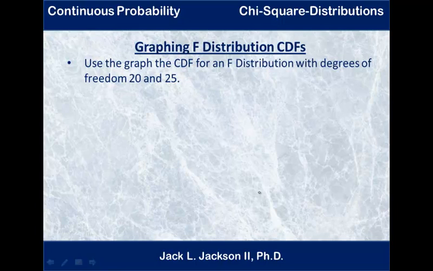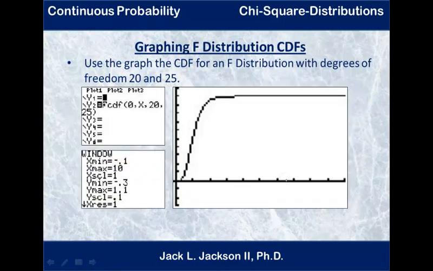Graph an F CDF with degrees of freedom 20 and 25. Press pause now. Okay, hopefully you tried that on your own and came up with this graph here. You put in FCDF from 0 to X, 20 and 25. Again, if you put 25 first, then 20, it would be the same graph. Again, as always, it starts at 0, goes up, and levels out at 1.